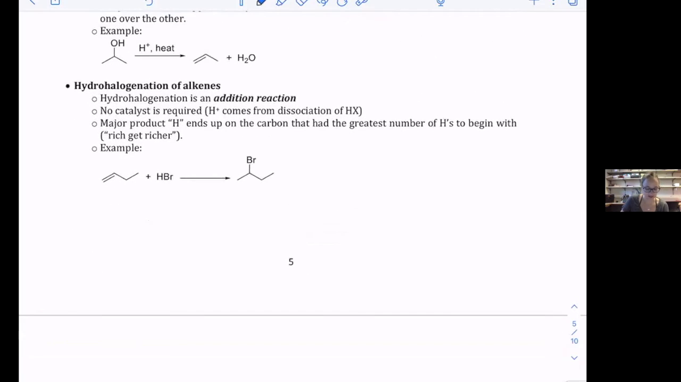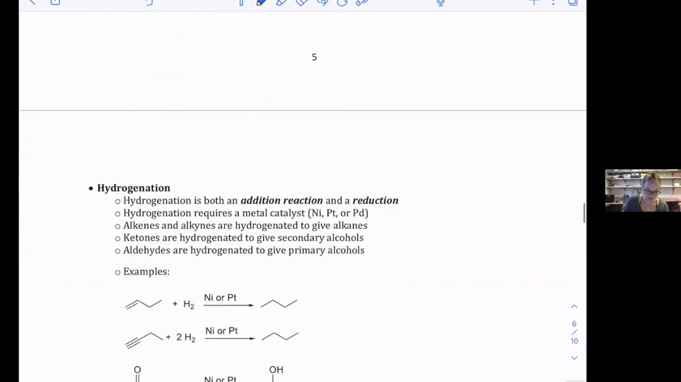Hydrohalogenation of alkenes. This is again an addition reaction. There's no catalyst required for this because our HX source is already an acid by definition. So like HCl, for example, hydrochloric acid. It has acid in the name, so you do not need to add an additional acid. And again, we add our hydrogen and our bromine across a double bond, and the hydrogen goes on the side with more hydrogens already. The rich get richer.